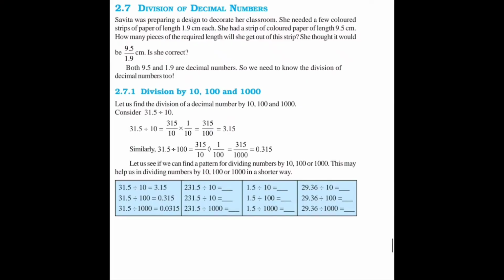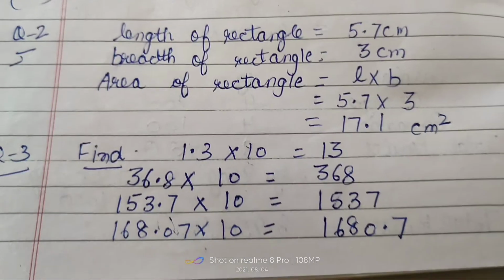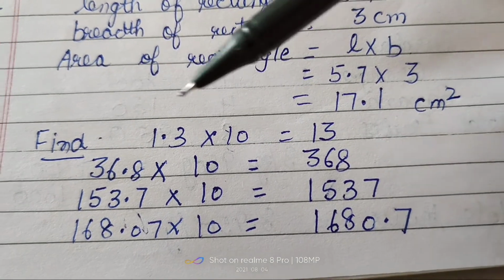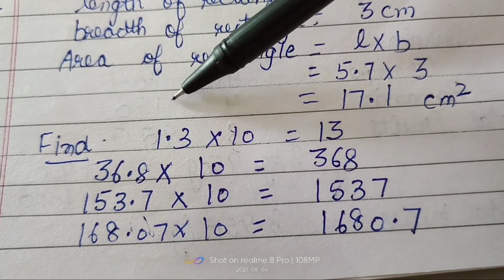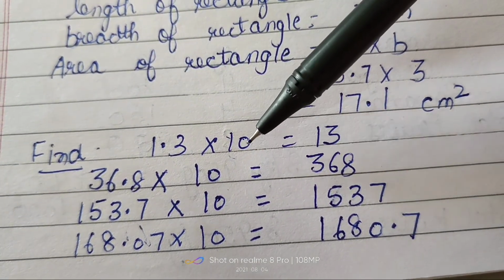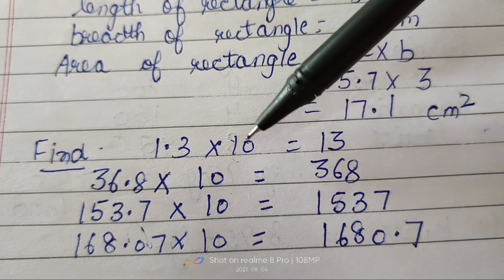Our next topic is multiplication and division of a decimal number by 10, 100, 1000 or any power of 10. Now we will discuss how we multiply and divide a decimal number by any power of 10. Next concept, when we multiply a decimal number by 10 or any other power of 10.